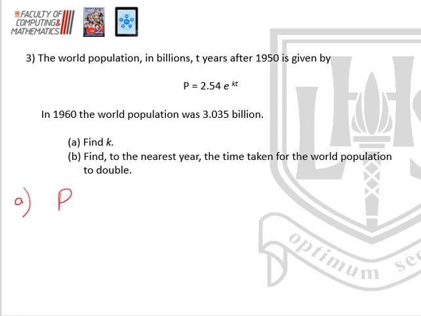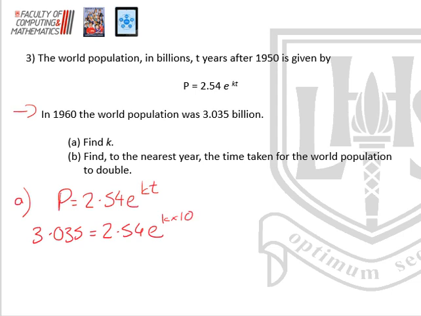Okay, so to find K, essentially I need to get rid of everything else in there that's not a number apart from K. So I'm given this information here. Okay, if it's 1960, that means it's 10 years after, and the population was 3.035 billion. So I can sub that information in. 3.035 is equal to 2.54 e k times 10, or 10k. And then you just go and solve.